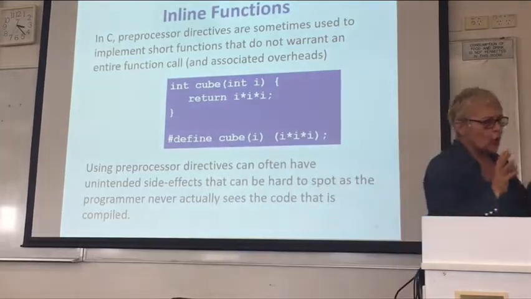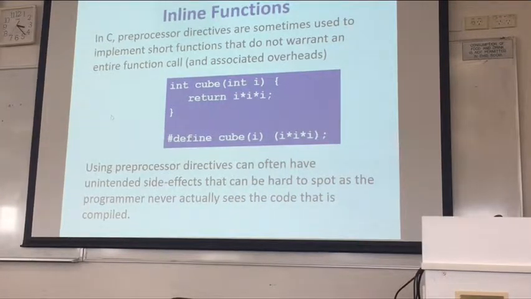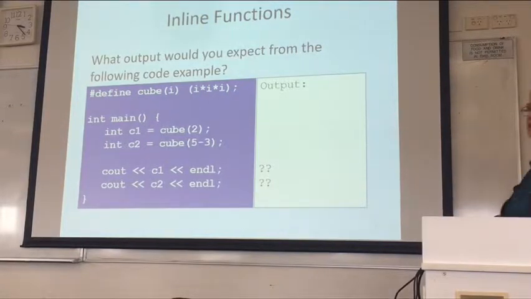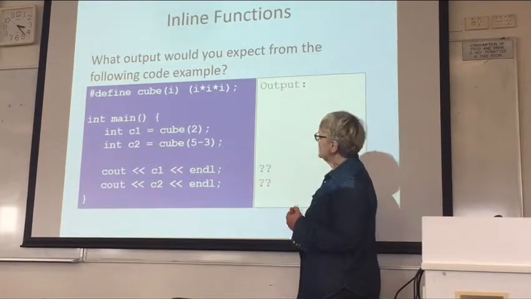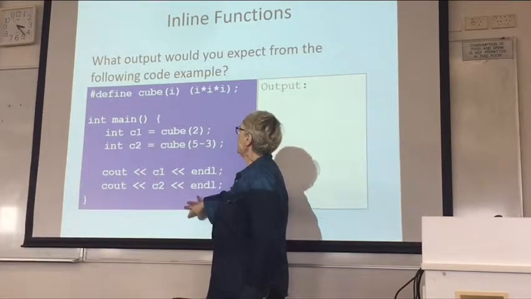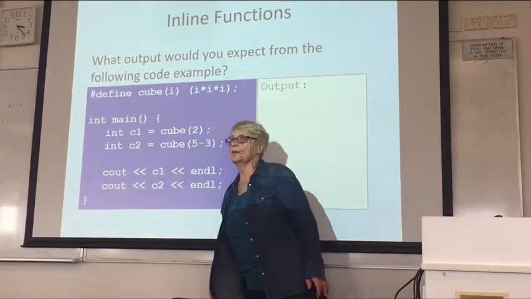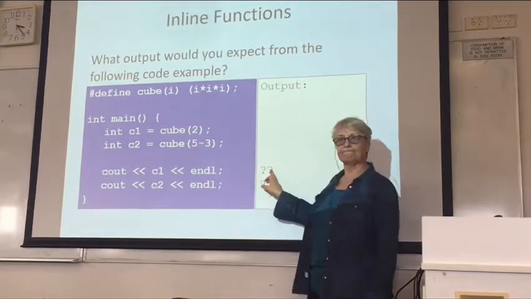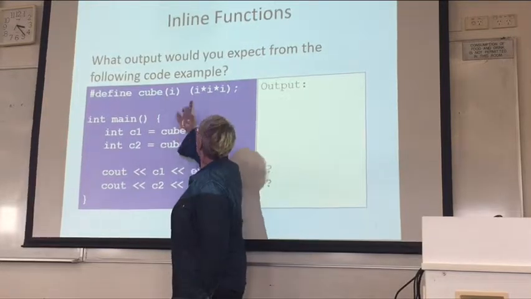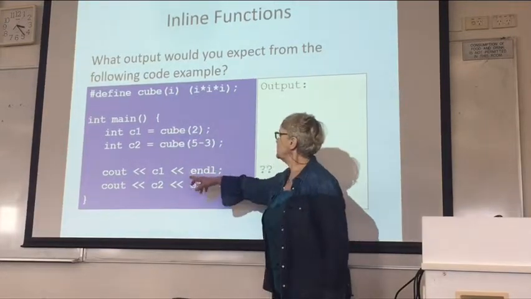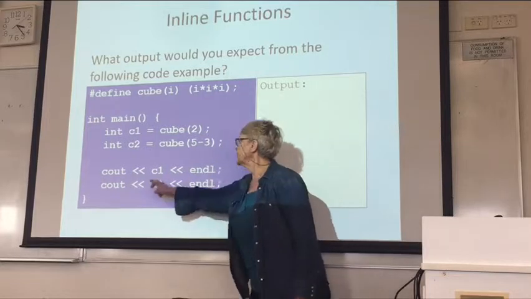Functions inline should be short, no recursion use, no iteration. And the compiler can decide, no, your function is too long, or I don't want it. It's too complicated to be inline. So it's just a recommendation. Here, an example of what kind of problems you can have with this. What is the output here? 8. 2 times 2 times 2, cube C1 is 8. What is the output here?